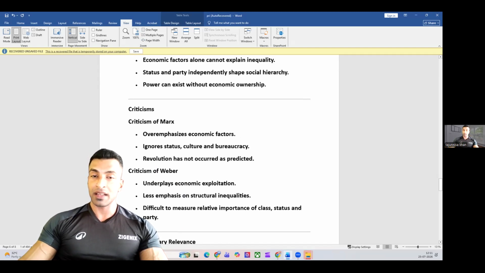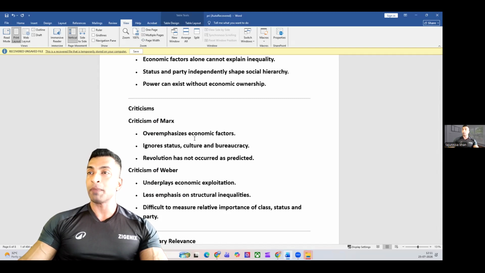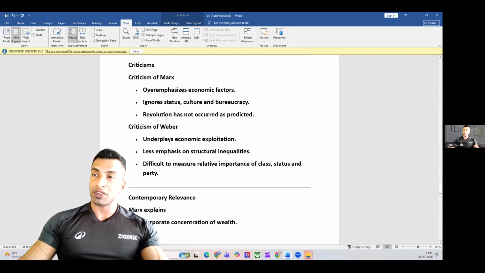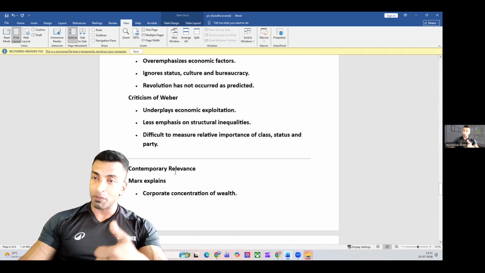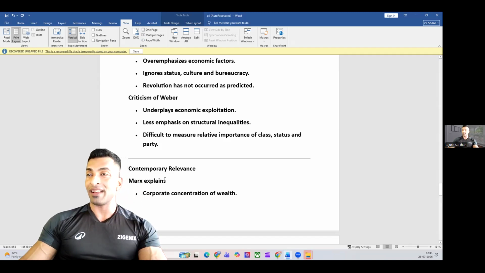Now, criticisms. This is something which is already there in your notes. Marx overemphasized economic factors and ignored status, culture, and bureaucracy. Revolution has not occurred as predicted. Criticisms of Weber: he underplays economic exploitation, gives less emphasis to structural inequalities, and it is difficult to measure the relative importance of class, status, and party. Now, you can add feminist criticism on both. You can add Pierre Bourdieu on both. You can add the functionalist critique, in fact, on both, right? So that is how you can add.